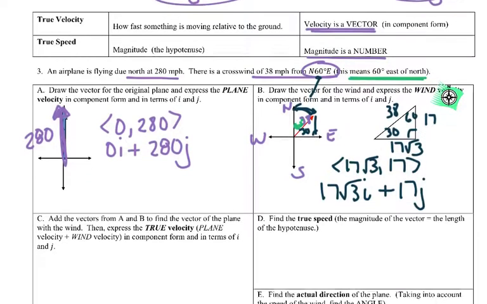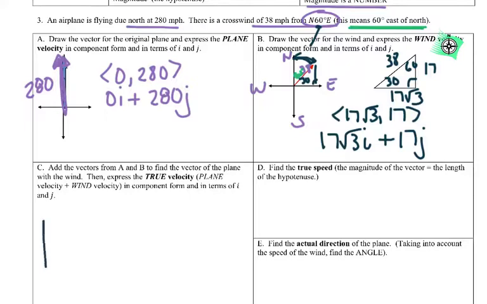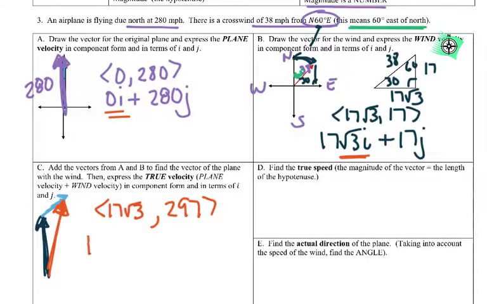Add the vectors to find the true velocity. So what's really happening is you have the plane here, and then you're adding on the wind, and then you're getting what's actually happening to the plane. So if we add those two vectors together, it says component form and i and j. So component form would just be 17 root 3 plus 0, right? And then 280 plus 17, isn't that just 297? So 17 root 3i plus 297j.